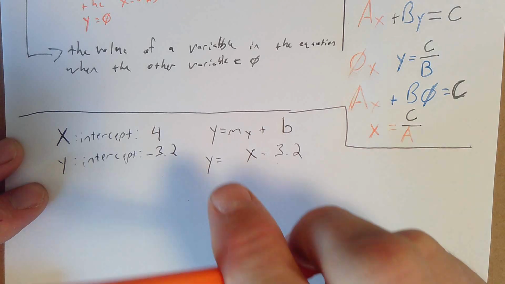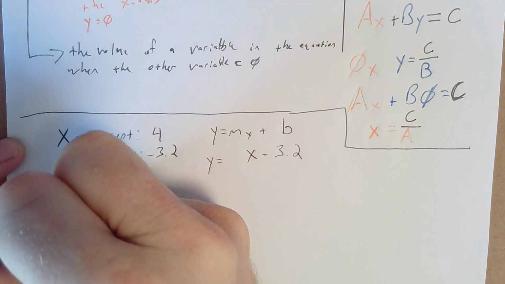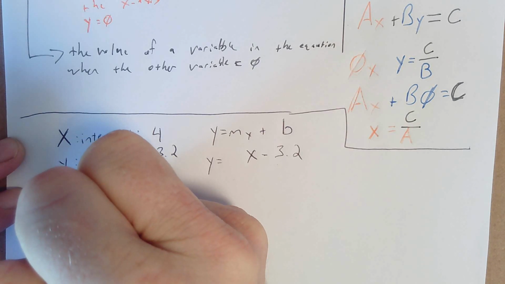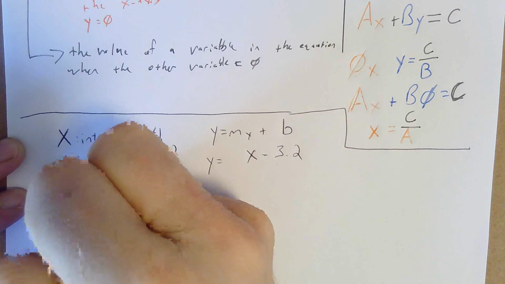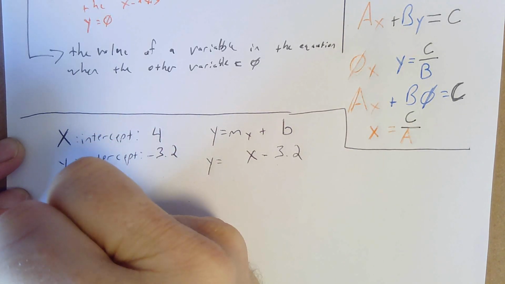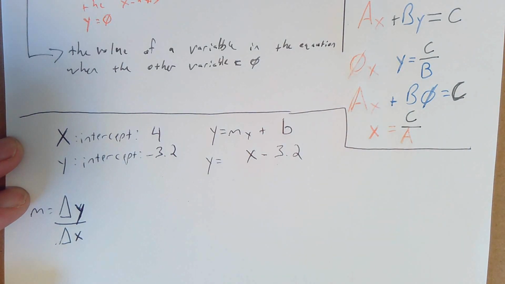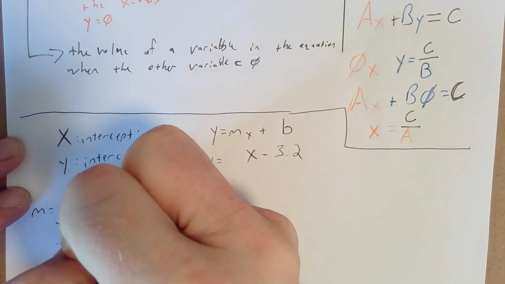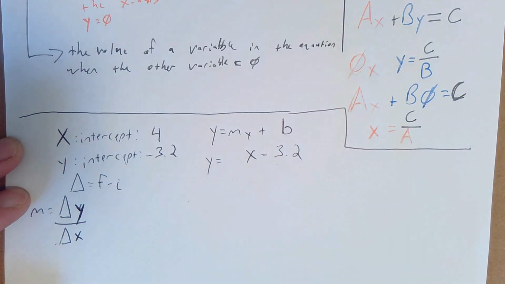Okay, so my slope is a change in y over a change in x. Right? So a change in y over a change in x. Remember that my change in is my final minus my initial.